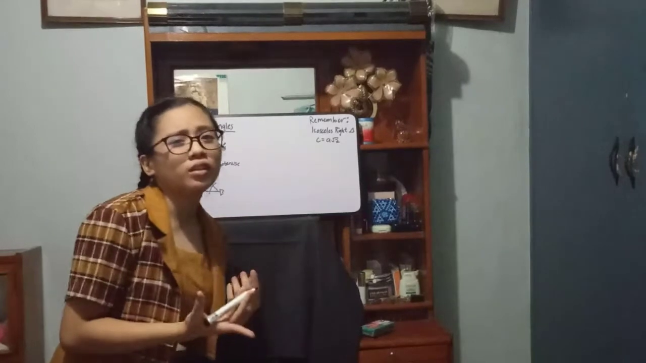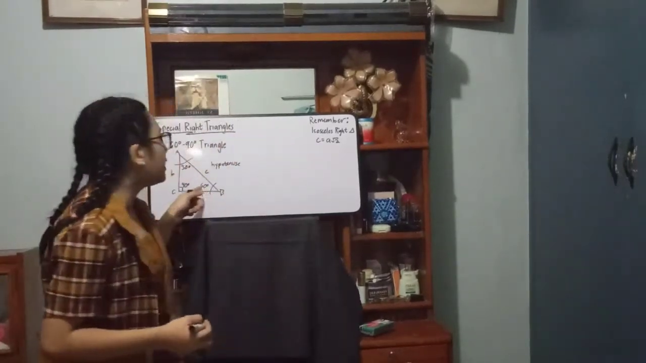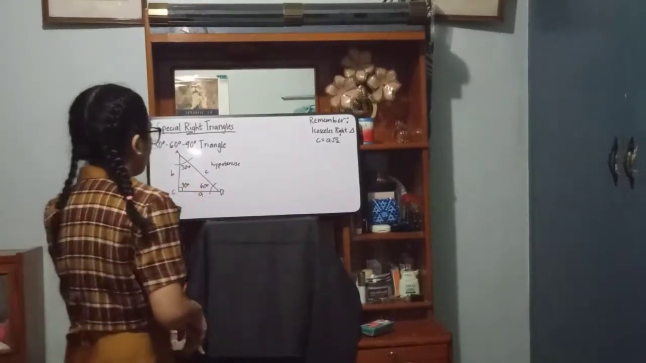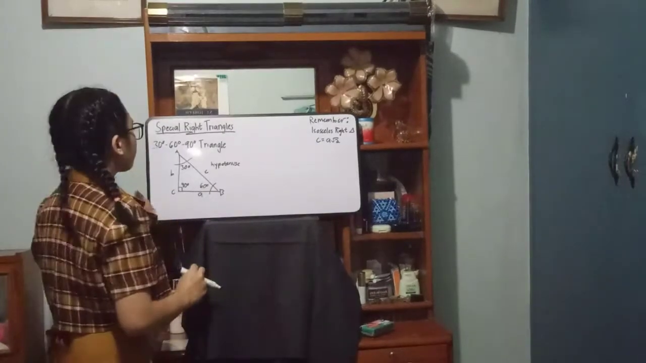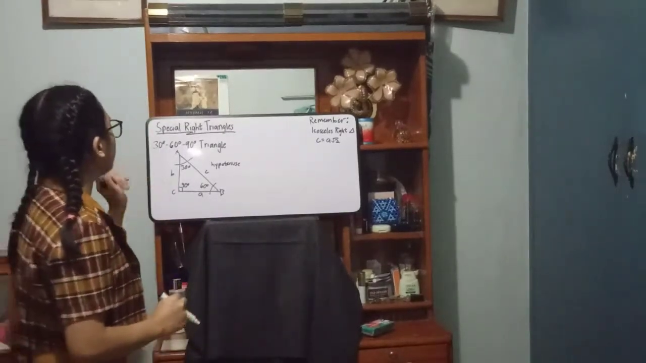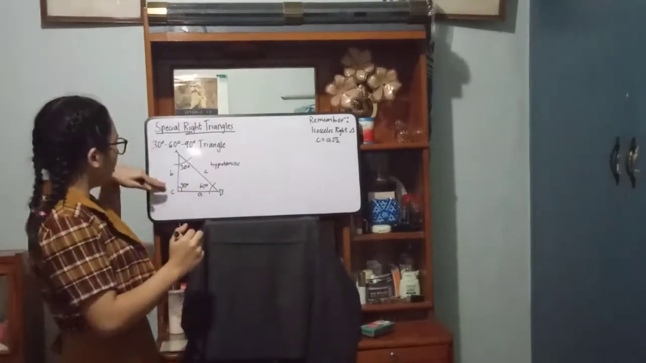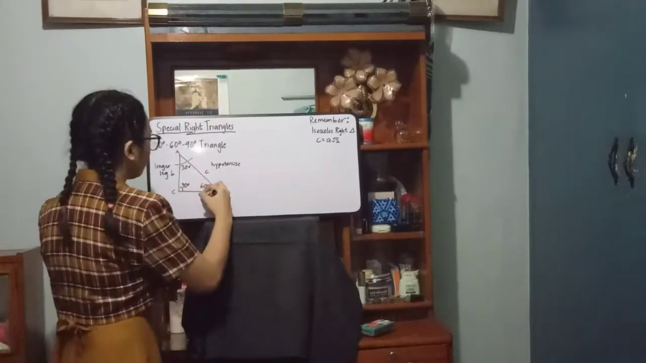How can we determine which is the shorter and the longer side? Since this is a 60-degree angle, the side that is opposite this angle would be the longer leg, and the side that is opposite the 30-degree angle is the shorter leg. So in this triangle, b is the longer leg, a is the shorter.